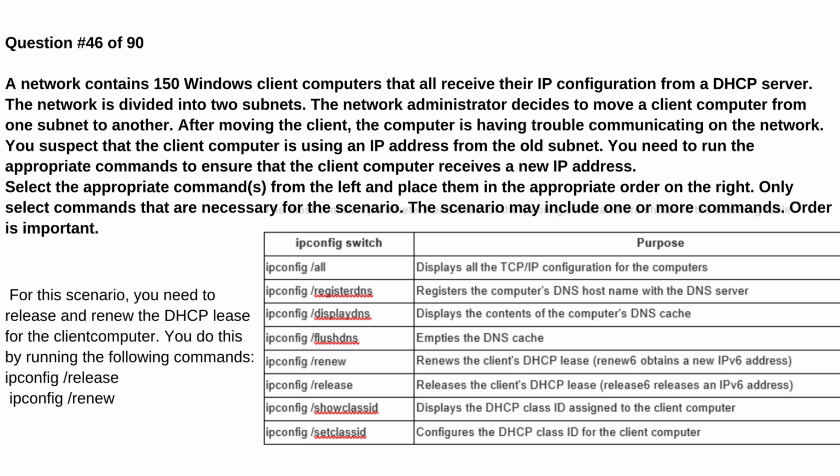Select the appropriate commands from the left and place them in the appropriate order on the right. Only select commands that are necessary for the scenario. The scenario may include one or more commands. Order is important. The answer for this scenario is that you need to release and renew the DHCP lease for the client computer. You do this by running the following commands. The first one, you run ipconfig /release, and then you run ipconfig /renew.